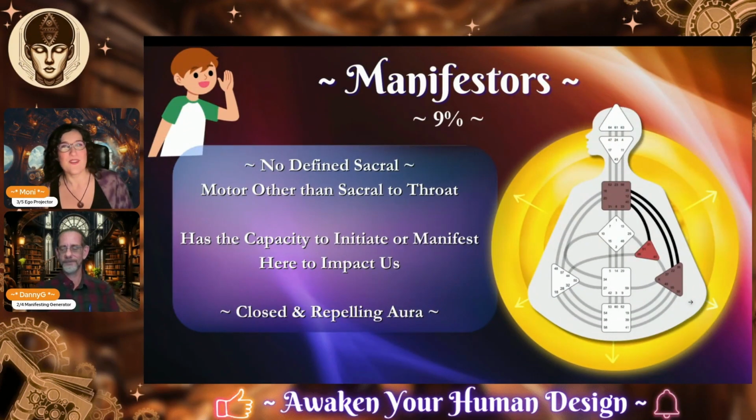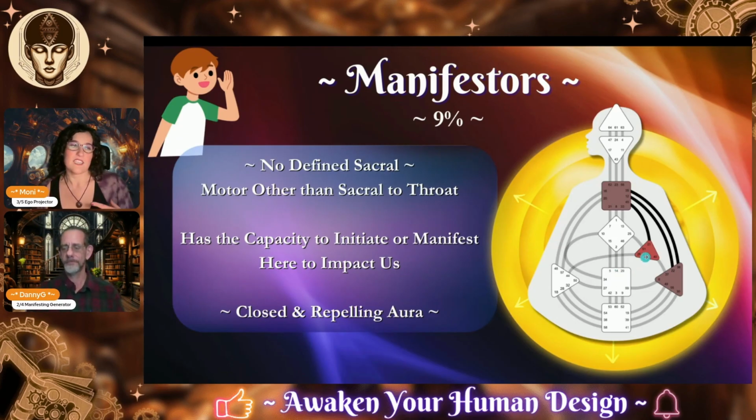So we're going to start off with our manifestors, who make up 9% of the population. So manifestors have no defined sacral. On our little body graph, I have my cursor over the sacral, and it is a white box. So the sacral is undefined, but then there's another motor that goes to the throat.